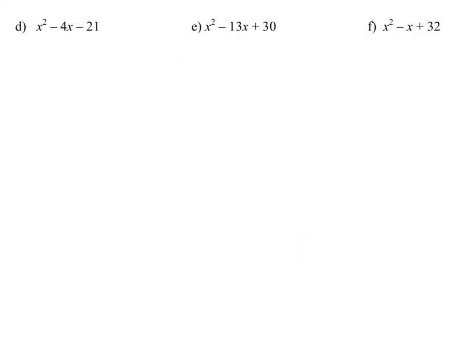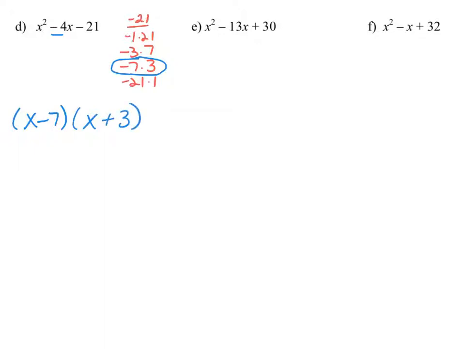In example D, the trinomial is x squared minus 4x minus 21. We look at the negative 21, the last term, and find the pairs of factors. Negative 1 times 21, negative 3 times positive 7, negative 7 times positive 3, and negative 21 times 1. And we find the pair of factors that when you add them together will give you that middle term of negative 4. And that pair of factors is negative 7 and a positive 3. So in factored form, we have x minus 7 as one factor and x plus 3 as the other factor.